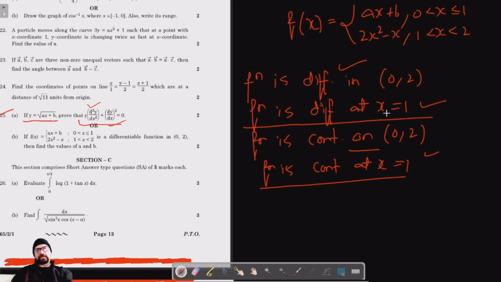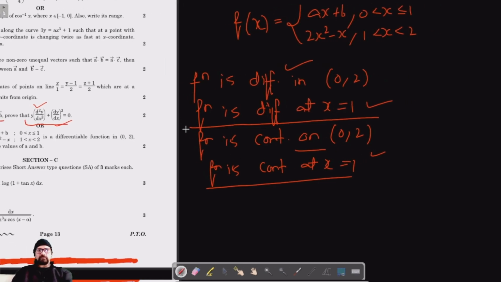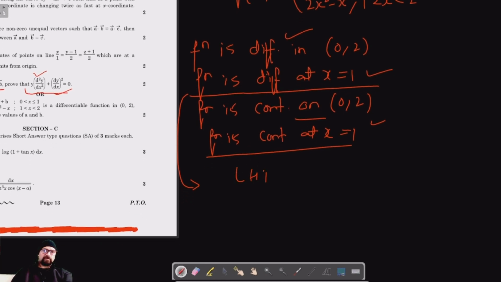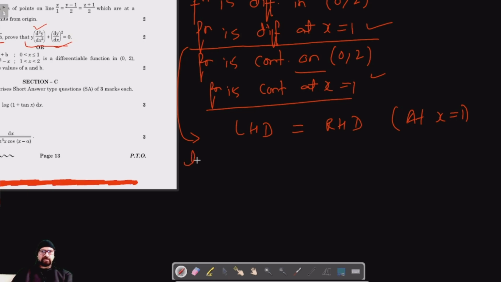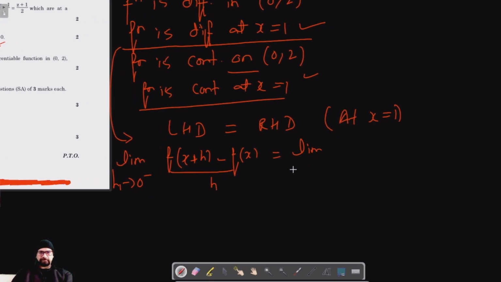So when the function is differentiable at x is equal to 1, that means the left hand derivative is equal to the right hand derivative at x is equal to 1. So let's find out the left hand derivative. The left hand derivative is limit h tends to 0 negative, f of x plus h minus f of x upon h. And the right hand derivative is limit h tends to 0 positive, f of x plus h minus f of x upon h.